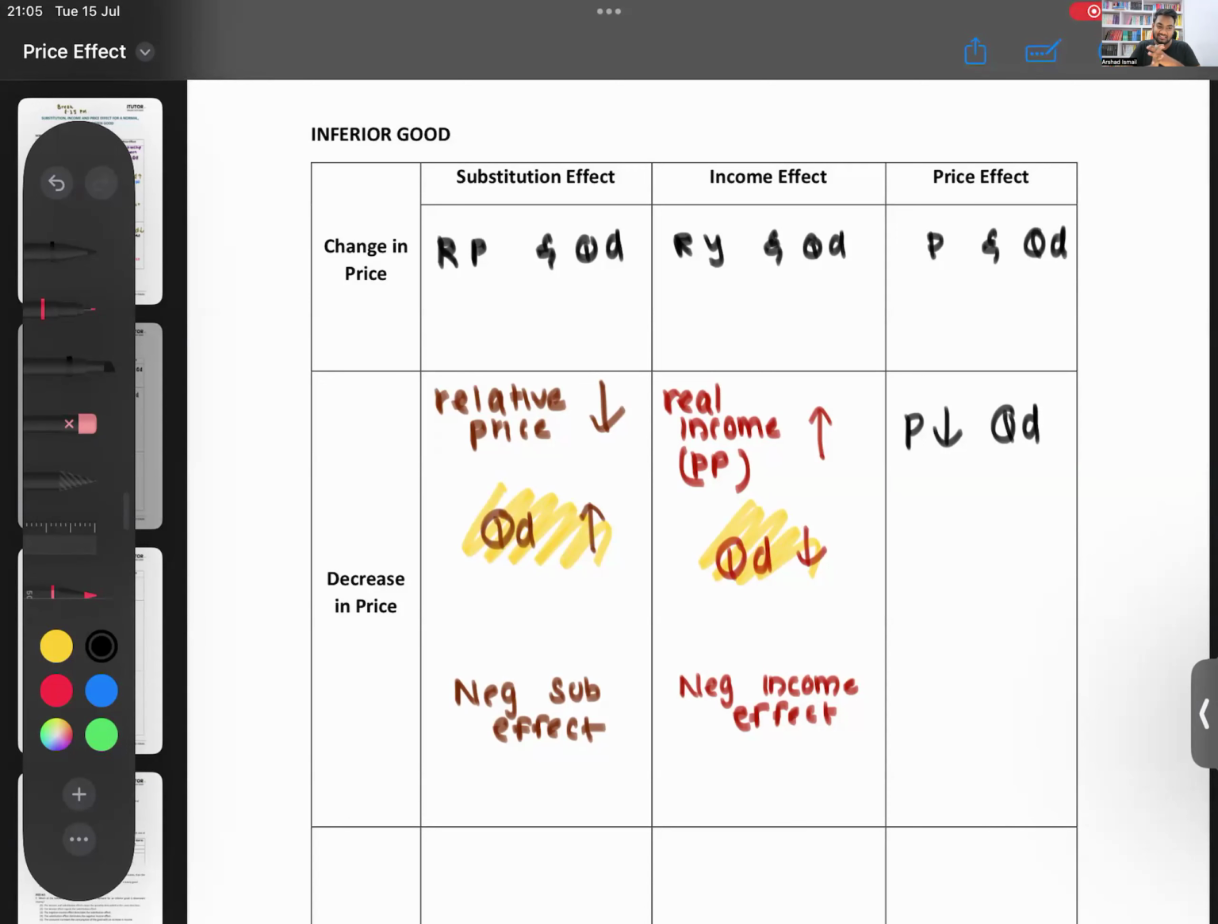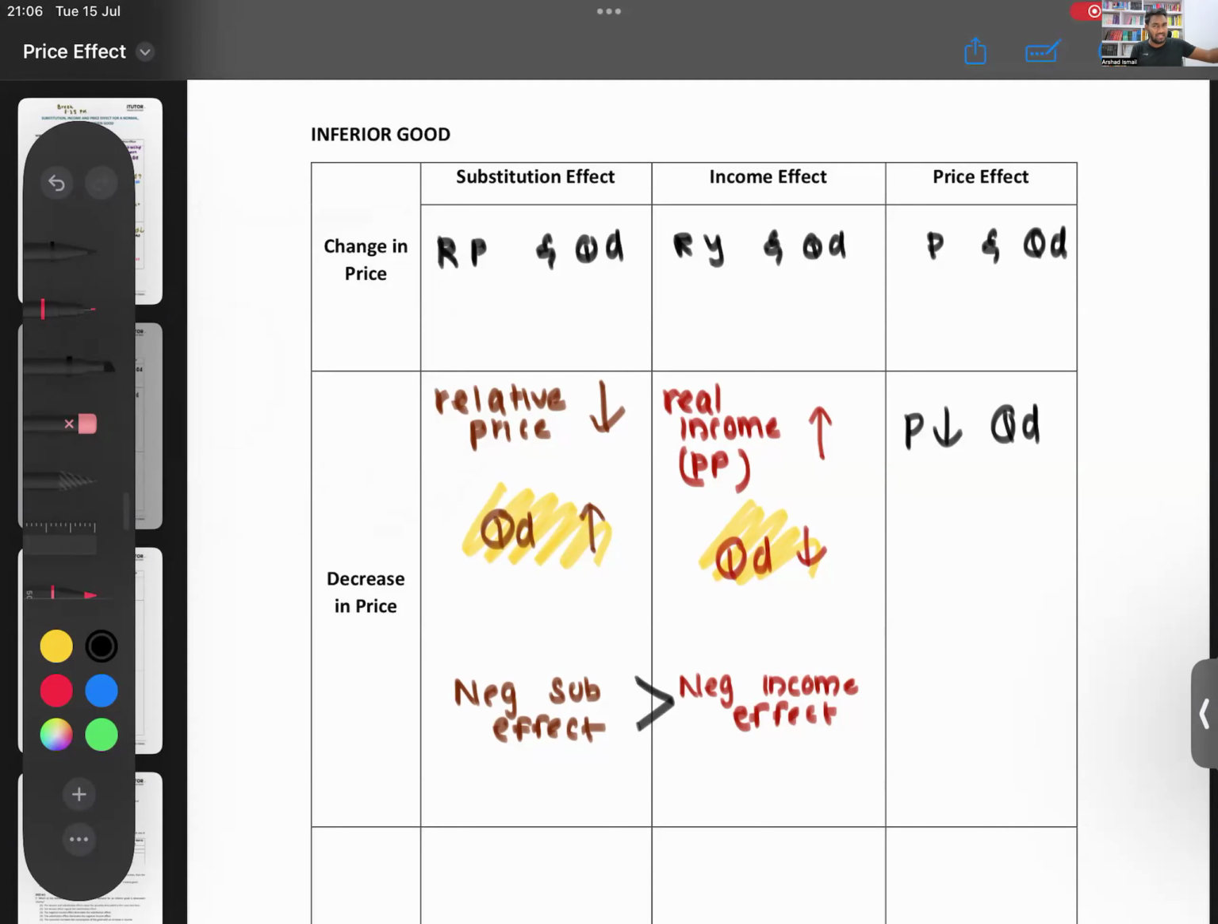What do you think happened? Will it be constant? What is going to happen? Now you have to see who is stronger. Is the substitution effect stronger? The substitution effect is saying, no, it will increase. The income effect is saying, no, it will reduce. But who is stronger from these two? For the inferior good, remember, the negative substitution effect is stronger than the negative income effect.